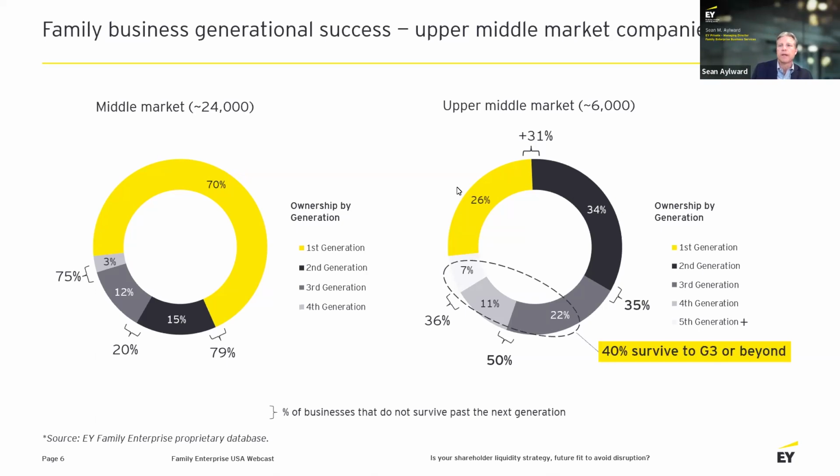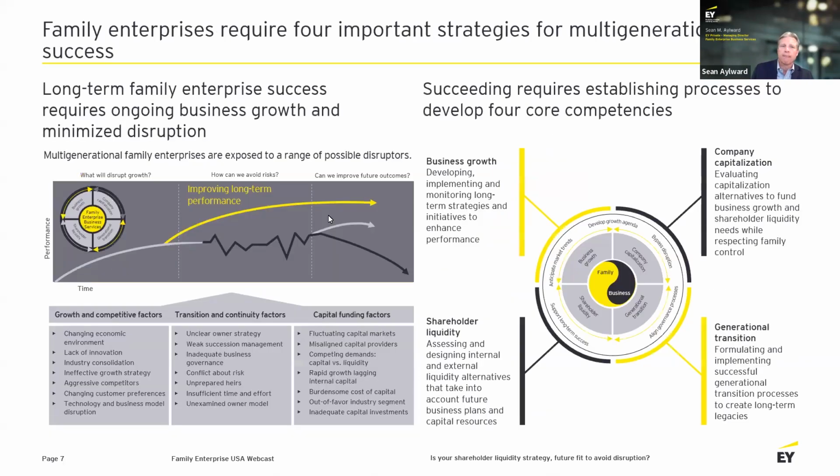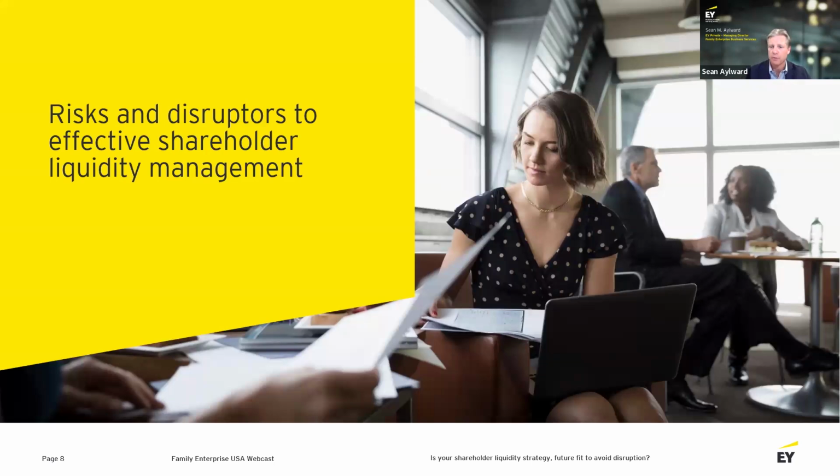So moving to the next slide, you'll see that really the successful long-term businesses have to balance their ongoing growth and minimize disruption. And it's really these 4 core services that drive the ability to reduce disruption. And we'll talk today about the potential disruptions that could arise in the shareholder liquidity context. And Dom, I'm going to ask you to talk about the 3 things we see right now that are starting to create some pressure from a shareholder liquidity perspective.